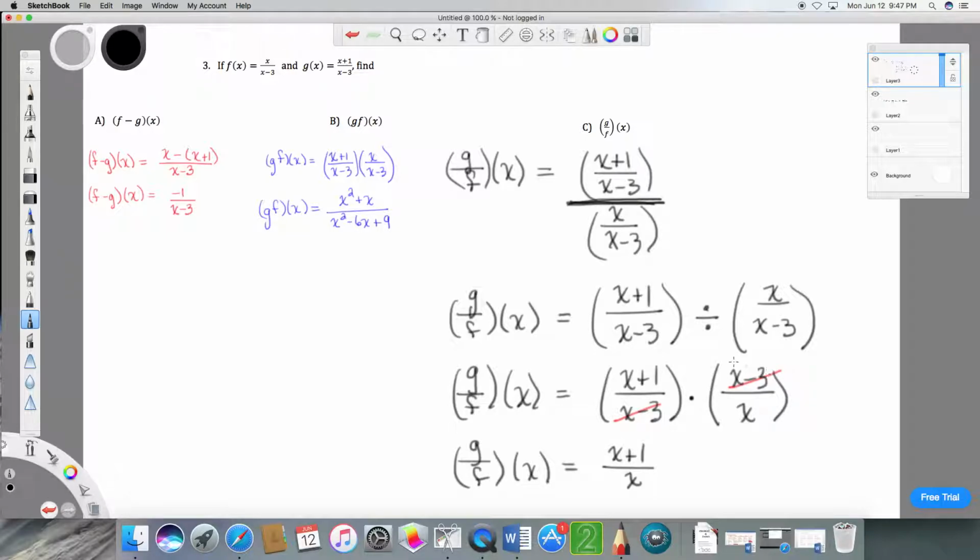I'm going to erase this to find the domains, because even though it's nice sometimes to have the expression, I don't need these expressions to find their domains, because I have f and g, and I can figure out the domain of f and domain of g and use that to figure out the domains for parts A, B, and C.